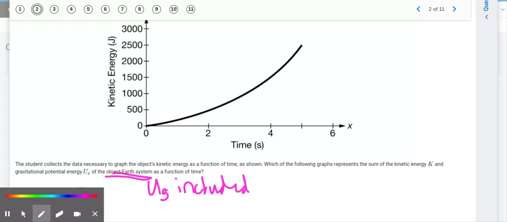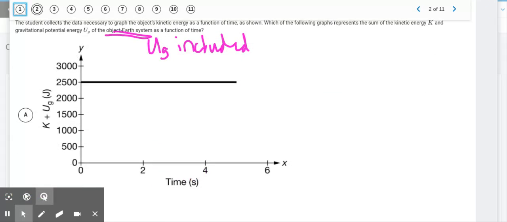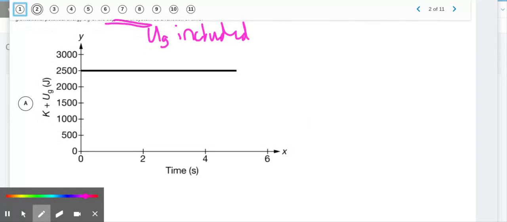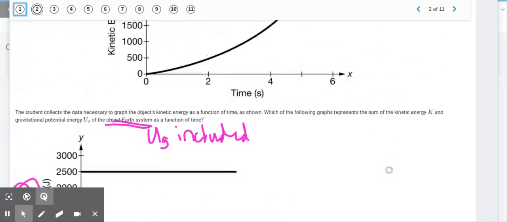There's no mention of any sort of spring involved here. So there's no EPE, there's no trampoline, none of that. So the answer is going to be A. This one's constant. You can see that. I'm not even going to talk about the other ones.